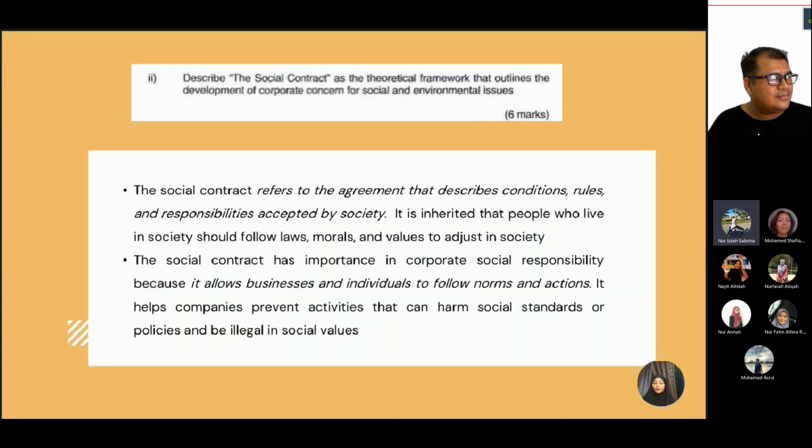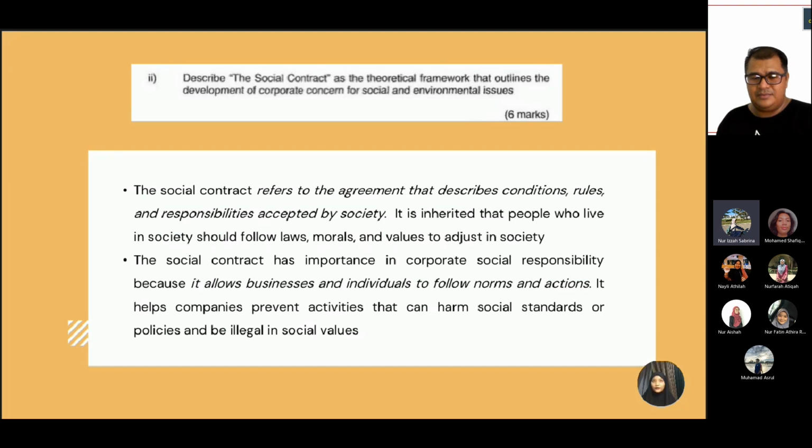Okay, now we go for the second one, past year paper. The question is: describe the social contract as the theoretical framework that outlines development of corporate concern for social and also environmental issues. The answer is, the social contract refers to the agreement that describes conditions, rules and responsibilities accepted by society. It is inherited that people who live in society should follow laws, morals and also values to adjust in society.